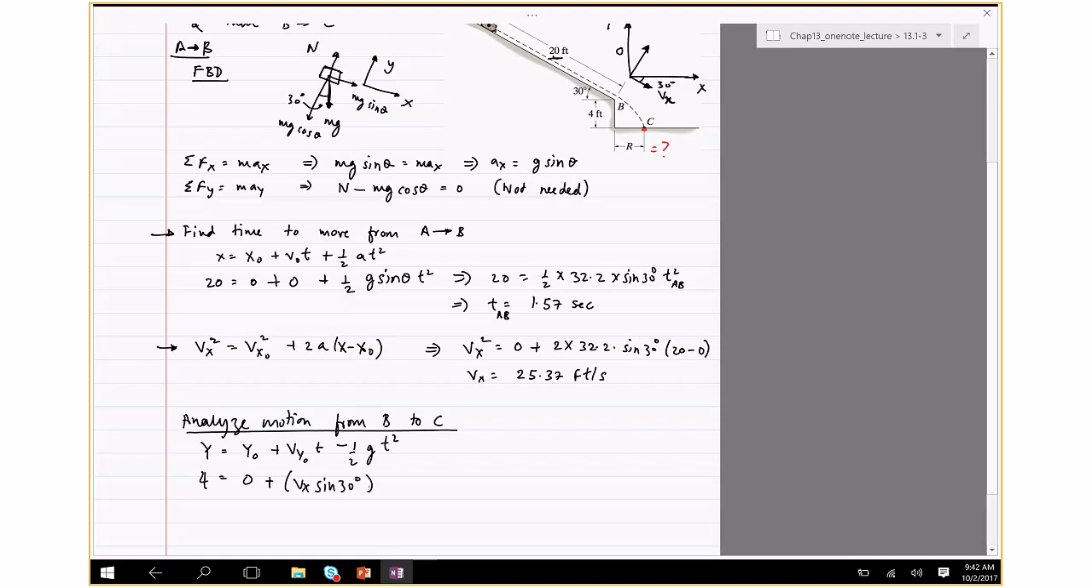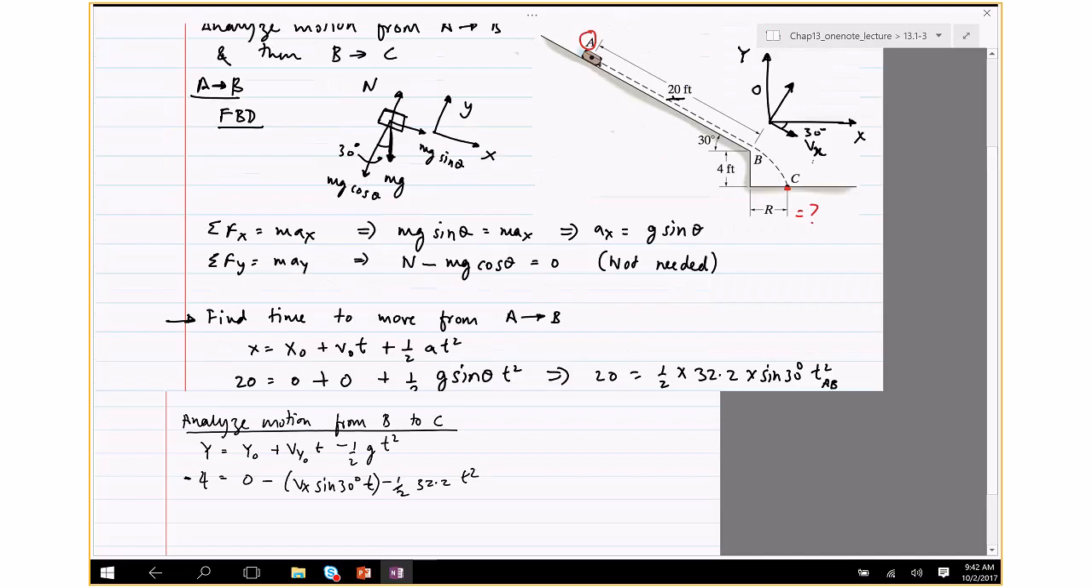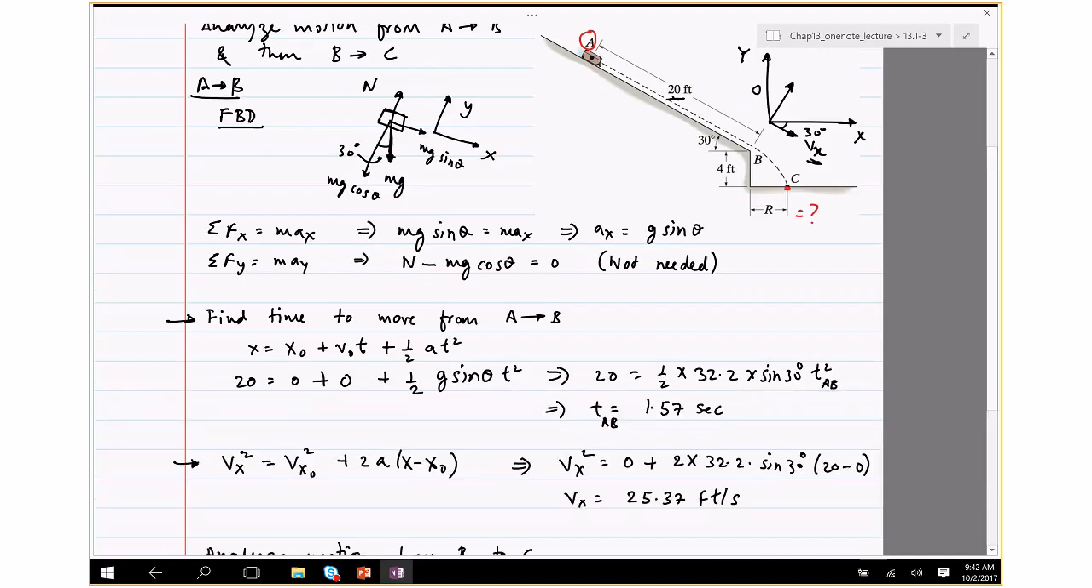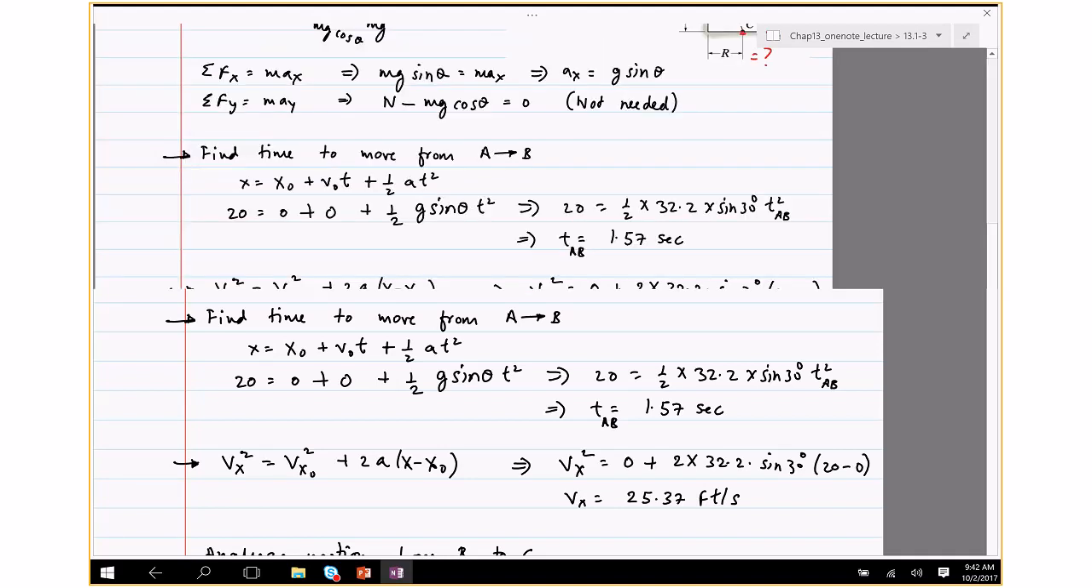Say that again. Oh yeah, good catch. Yeah, it should be negative. This is also negative, and then half 32.2 t squared. Why is it Vx? Yeah, so it's Vx because this Vx is small x, and this x is the velocity with which the block leaves the ground. It comes from the previous part, so don't get confused by that x, but it's the absolute value of velocity.